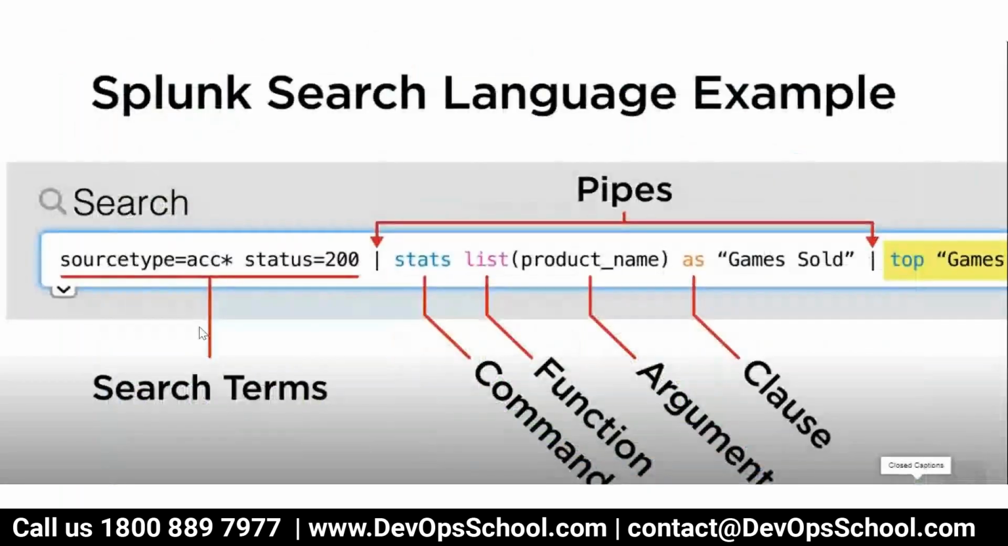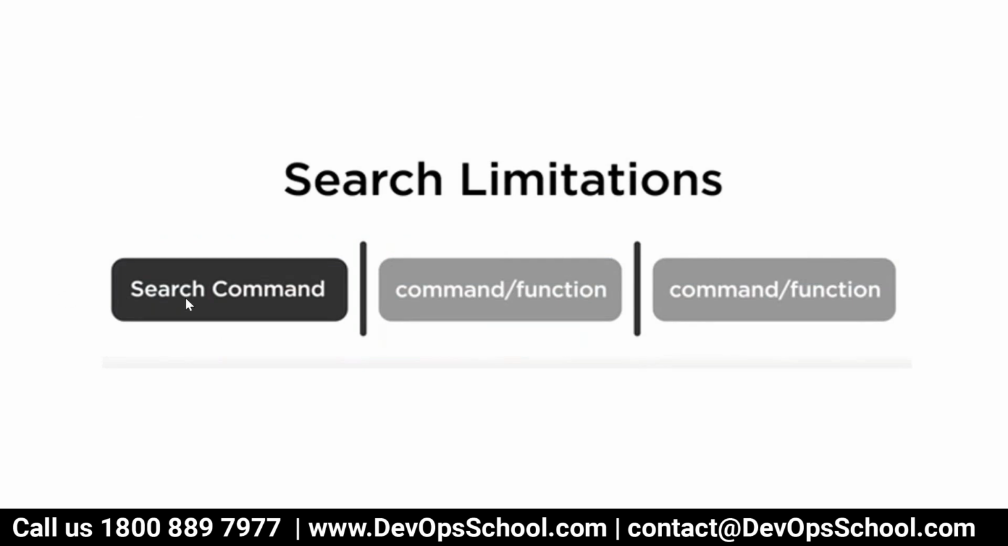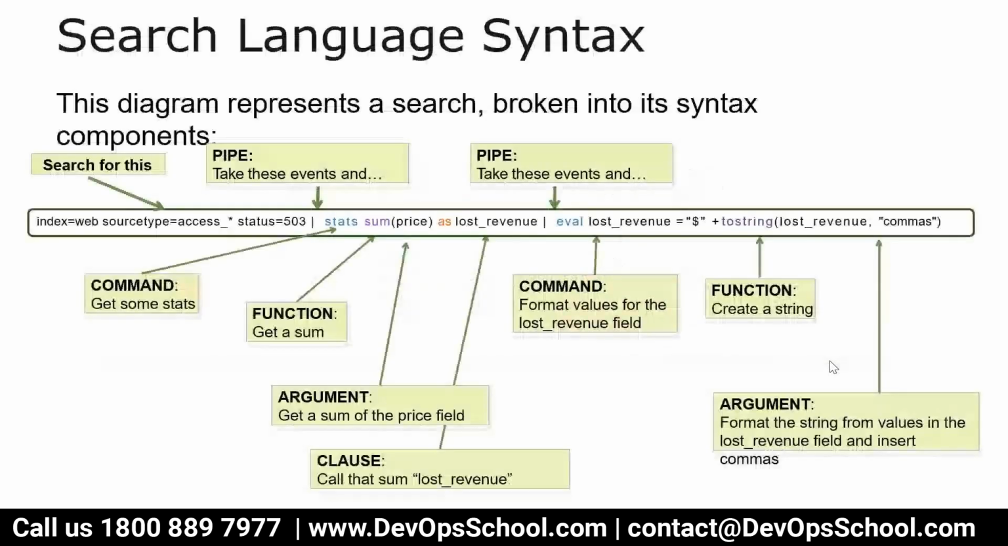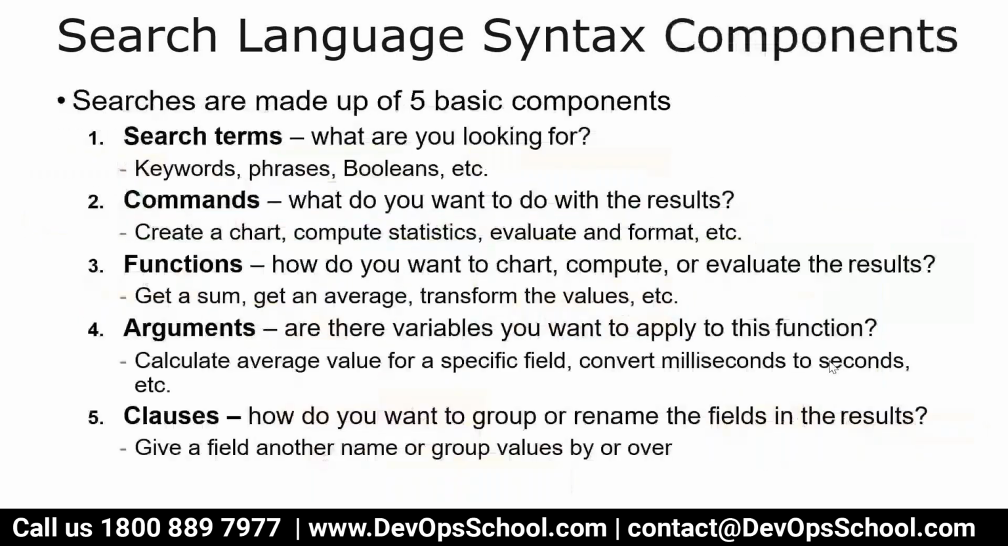Okay, so again repeat: first search and filter. After that command, function, argument, clause, and these pipes continue till you get the right results. Are you understanding, all of you? So first the search command, then pipe, command, function, pipe, command, function, and you can continue doing this till you get the results. Are you understanding, all of you?